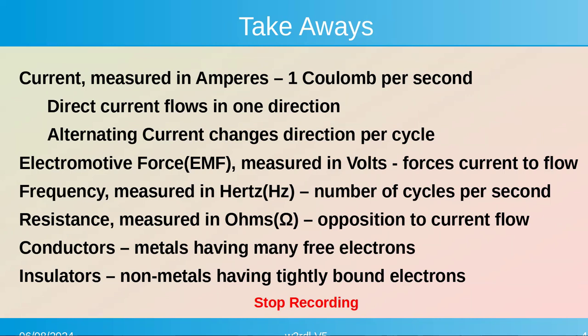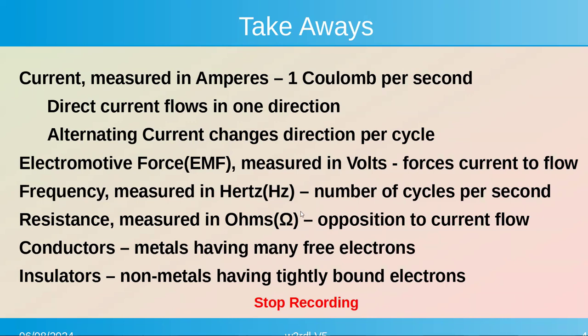We measure resistance in ohms. Sometimes we show it with a little omega sign. And it's the opposition to current flow, whether it's direct current or alternating current. Pure resistance is not frequency dependent. Resistance is resistance. As opposed to impedance, which is frequency dependent. So it acts as an opposition to current flow, but it varies depending on frequency.